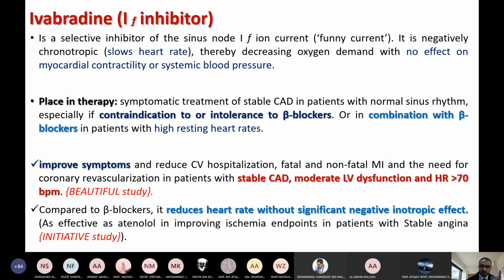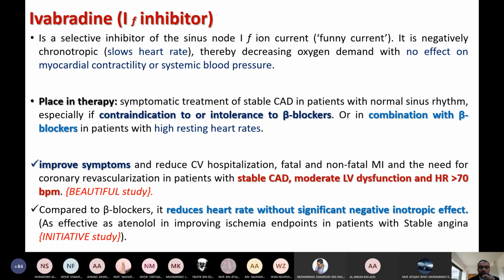So now, brother and sister, we have talked about beta blocker, calcium channel blocker, and nitrate. I call them the traditional anti-ischemic agents. What about the rest? We have maybe 5 agents, all relatively new compared to the traditional agents. The first one of them is ivabradine.